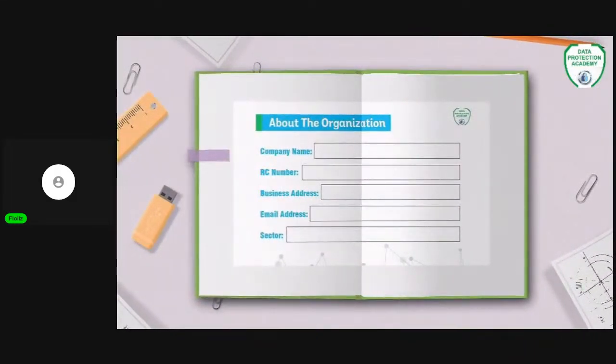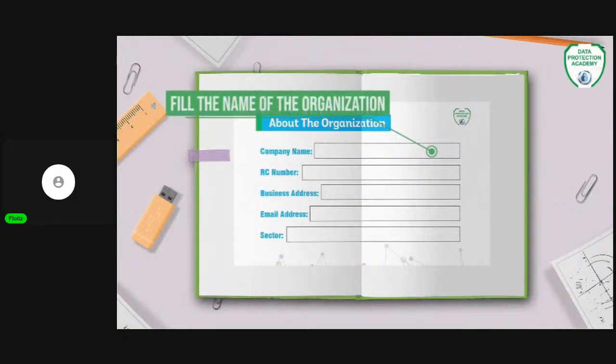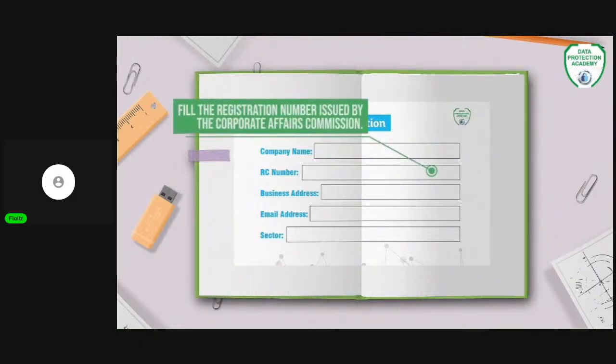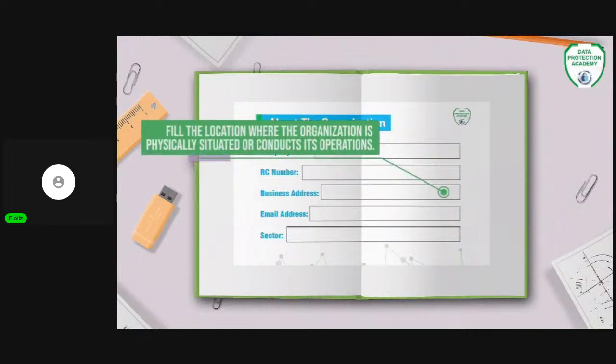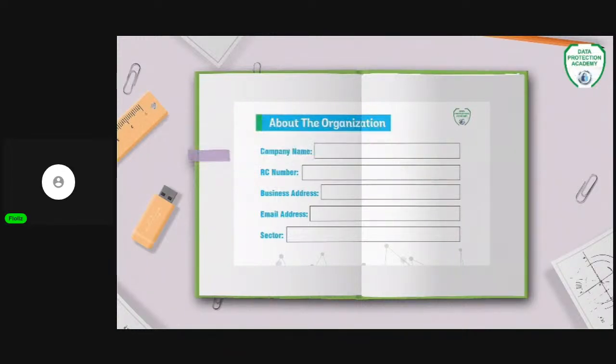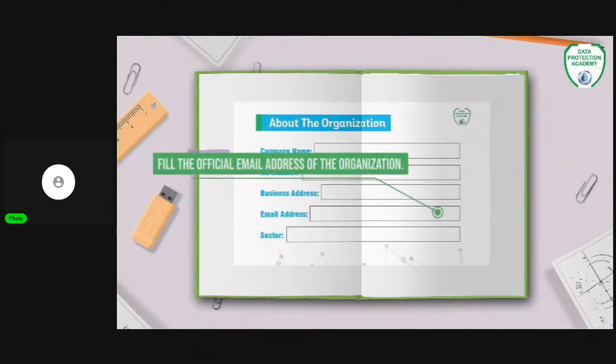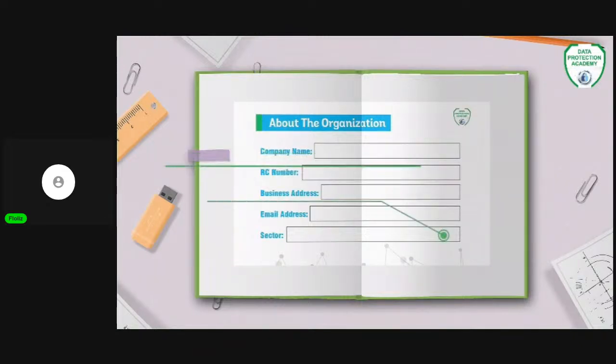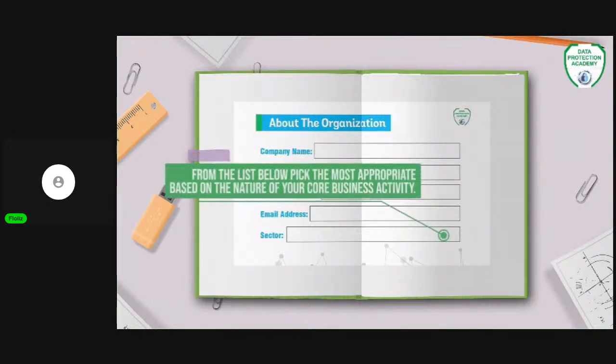About the organization. Fill the name of the organization. Fill the registration number issued by the Corporate Affairs Commission. Fill the location where the organization is physically situated or conducts its operations. Fill the official email address of the organization. From the list below, pick the most appropriate based on the nature of your core business activity.